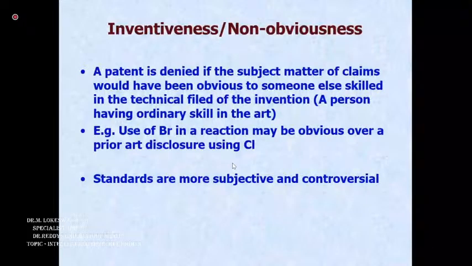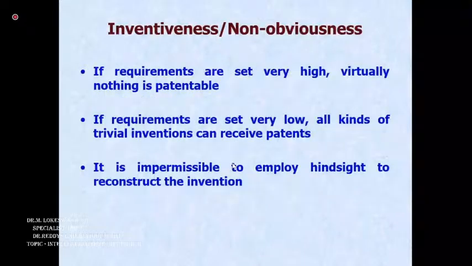It is permissible to employ hindsight to reconstruct the invention. That means if you do reverse engineering, say I made bromobenzene. After granting the patent, someone in the same field can simply say that making bromobenzene is very obvious to a person skilled in the art. One can take benzene, simply halogenate it, and you will get bromobenzene. How can that be inventive? So hindsight means that once the patent is granted and the product is made, the person in the field can feel that it is easy. That is called hindsight. So these are little debatable things in patentability, and inventiveness is a more tricky part of getting the patent.